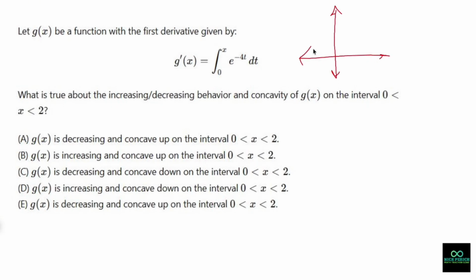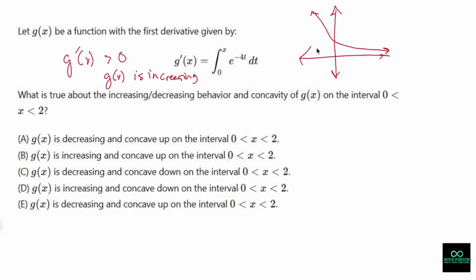e to the negative 4t is going to be exponential decay. Looks something like this, right? Of course, the picture that I drew is awful, but what will happen is this will never, ever touch the x-axis. So what we're basically saying is the derivative, or at least this, is always going to be positive. Now, if the derivative is always positive, that means g of x is always increasing, okay?